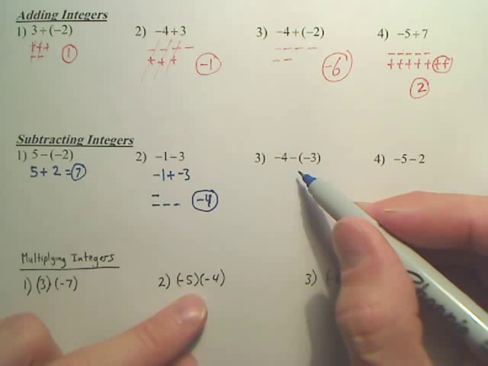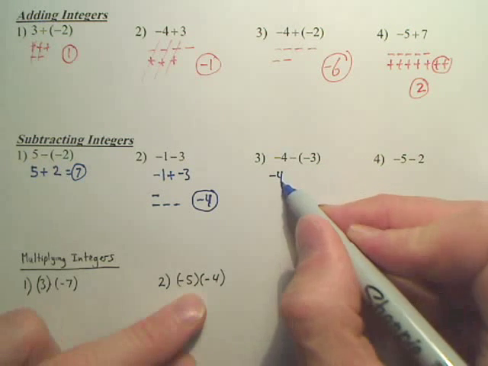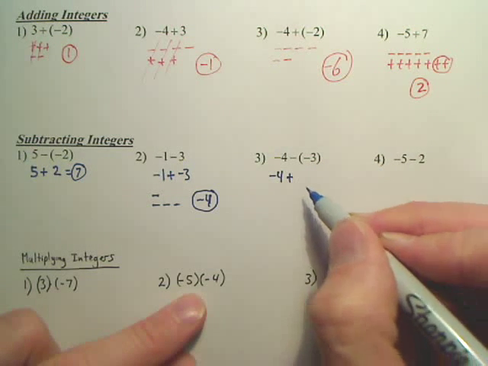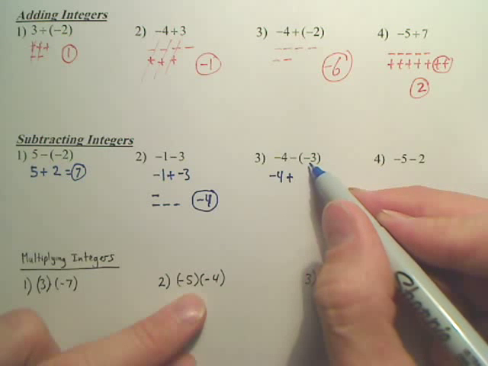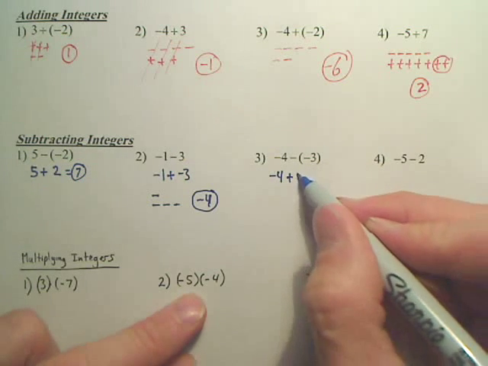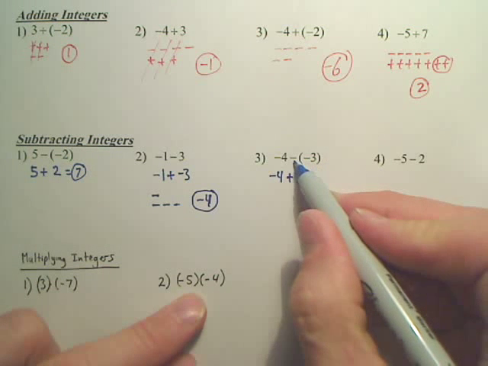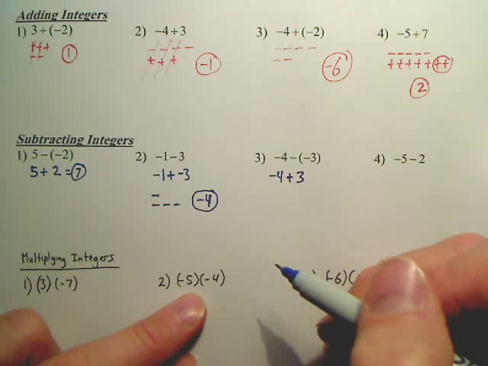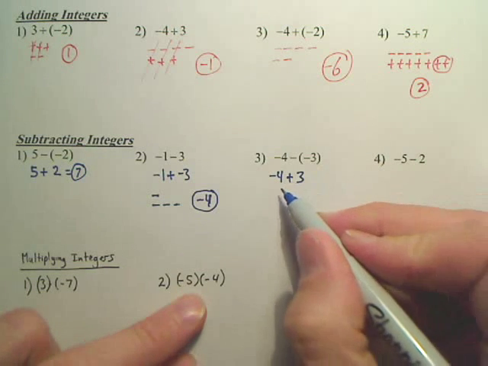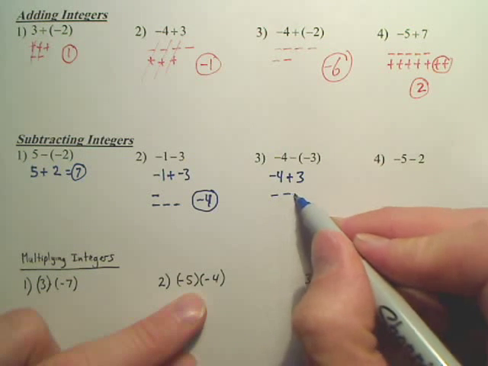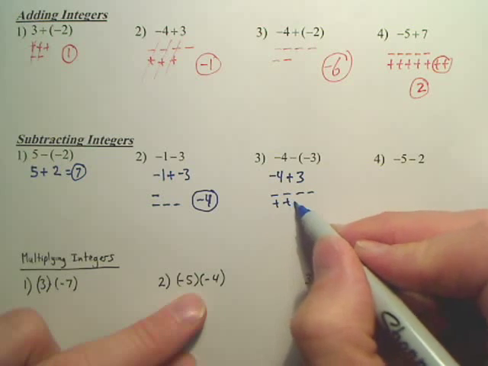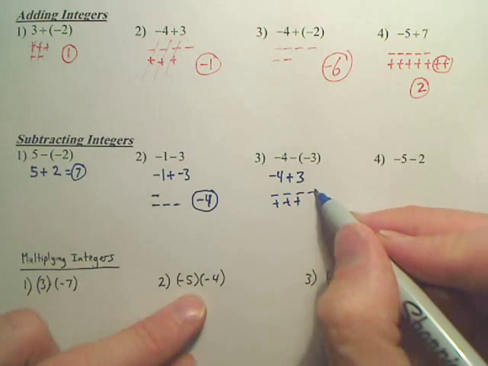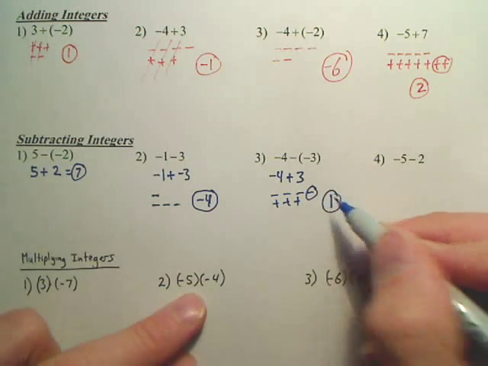This one. Well, that's going to be negative 4 plus what? What's the opposite of negative 3? Positive 3. Again, the minus becomes a plus. You change whatever that is. Who's going to win? Don't the bad guys win? Because how many more do they have? 1.